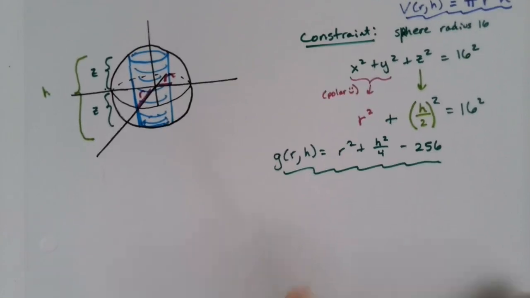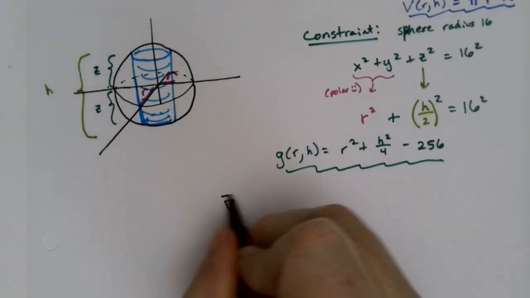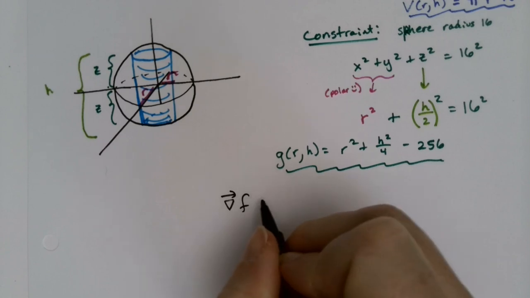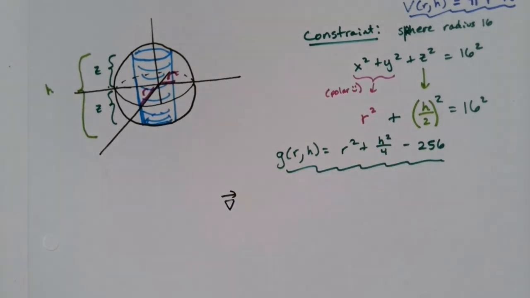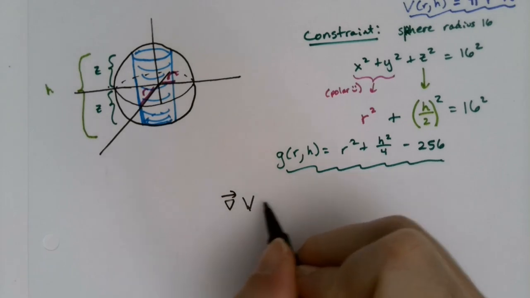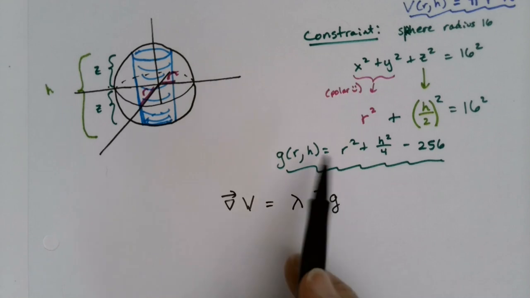All right, so now let's finally use the Lagrange multiplier method. We know that the Lagrange multiplier tells us that the gradient of f, well actually in this case, the gradient of v, right, because we're using v for our objective function, would be equal to lambda times the gradient of g, our constraint function.